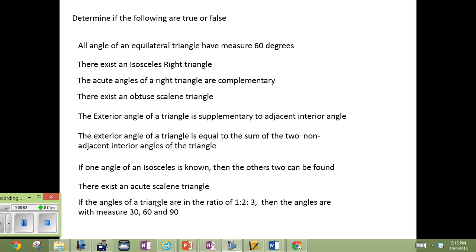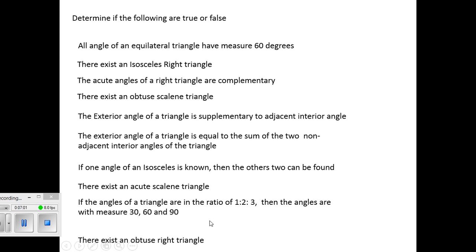Okay. If the angles of a triangle are in a 1 to 2 to 3 ratio, then the angles measure 30, 60, 90. I believe that's the case. Okay. Is there an obtuse right triangle? This is the contradiction.